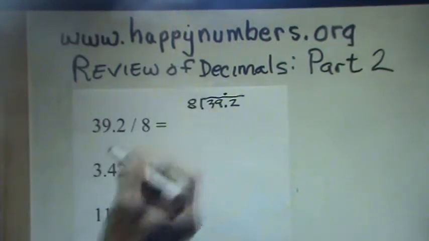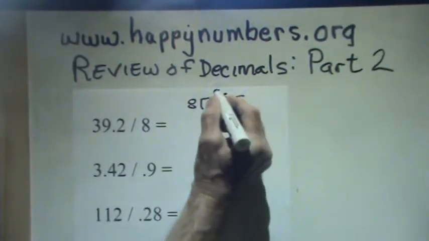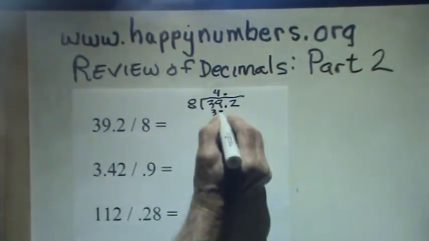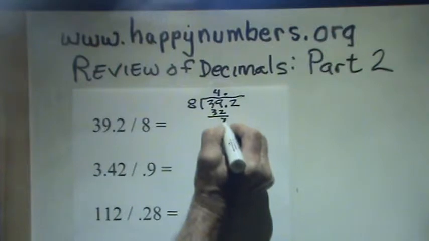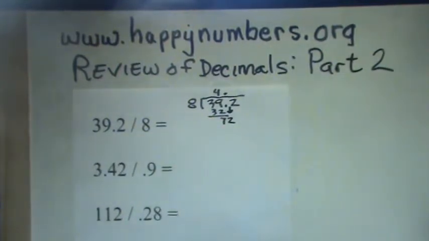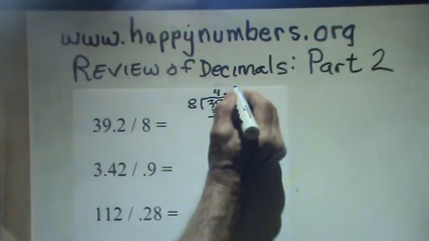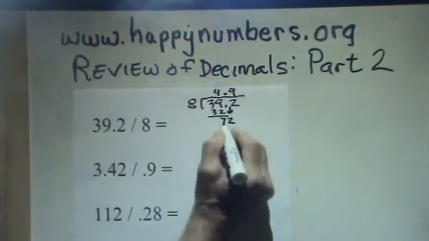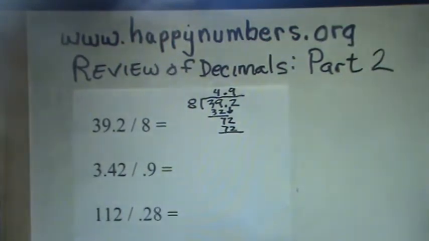8 goes into 39. Well, it'll go 4 times. 4 times 8 is 32. Subtract: 9 take away 2 is 7. Bring down the 2. 8 goes into 72 9 times, because 9 times 8 is 72. So, our answer is 4 and 9/10.